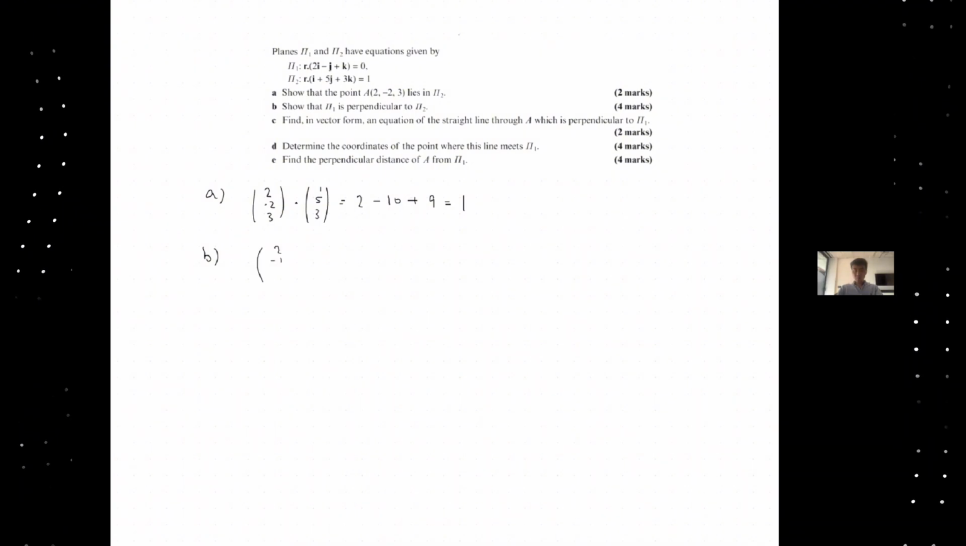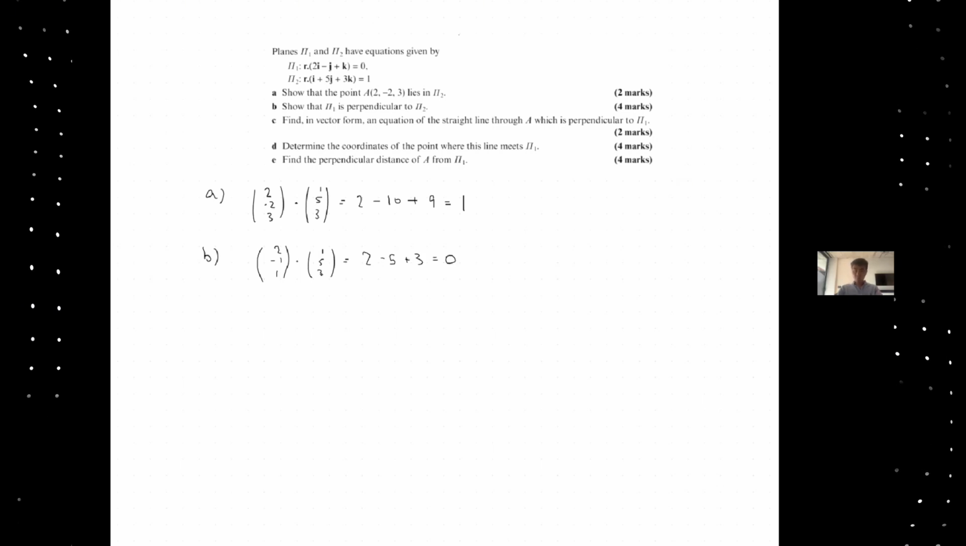That's (2, -1, 1), and we'll dot that with (1, 5, 3). Same exercise. 2 times 1 is 2, minus 1 times 5 is minus 5, 1 times 3 is 3. Add them together and you get 0. Indeed, 0. Therefore, we can conclude that the normal to plane 1 is perpendicular to the normal of plane 2, and hence these two planes are perpendicular.